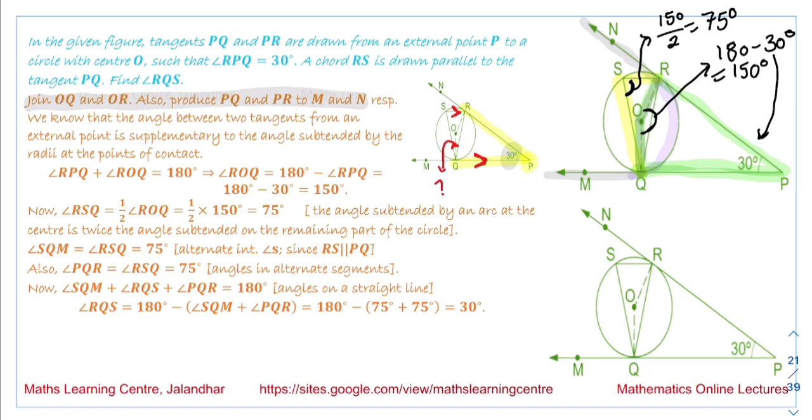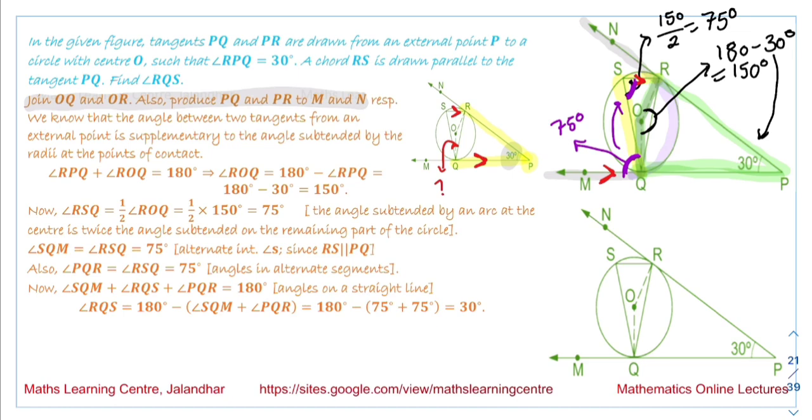Now the next thing is that these two lines, this SR line and this QM line, are parallel to each other. So if the angle at S is 75 degrees, then the angle at Q, angle MQS, is also equal to 75 degrees. Both these angles will be equal to each other.